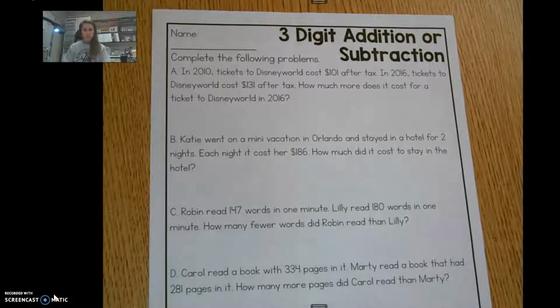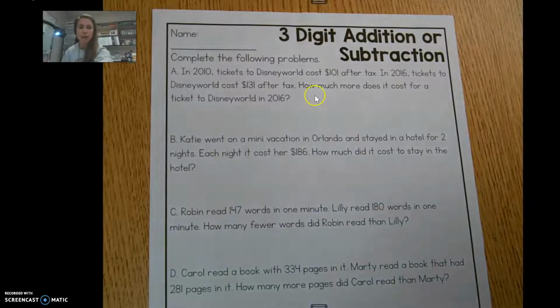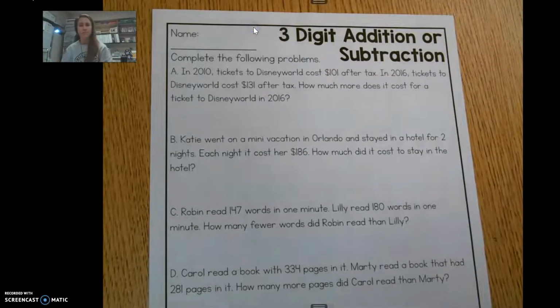Today we are going to be doing some three-digit addition and subtraction problems. Now in this video I am only going to read the problem aloud to you. You need to think about the key words that would tell you is this addition or is this subtraction? And then even more importantly, when you do subtraction, you need to make sure that the bigger number is always on top. And when you do addition, it doesn't matter which number you put on top. You can do it either way.